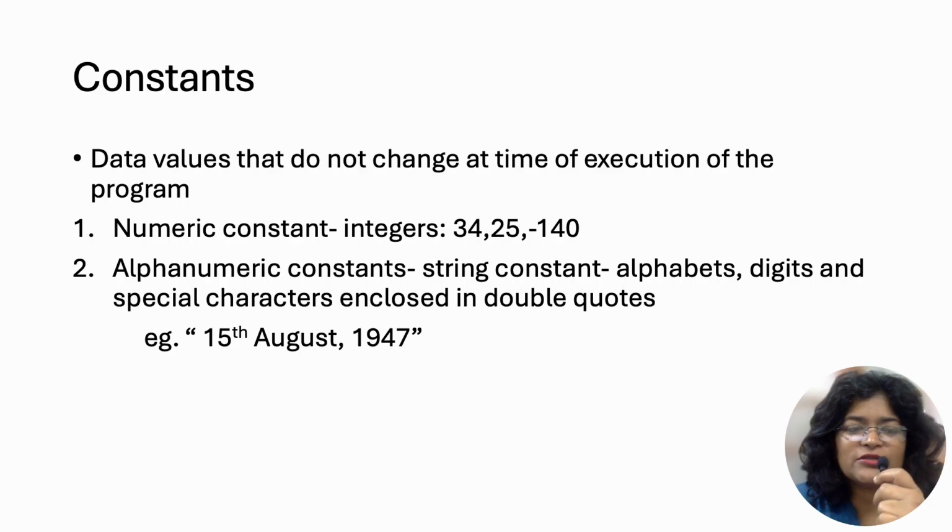So, constants. What are constants? They are data values that do not change at the time of execution of the program. You have numeric constants and alphanumeric constants. Numeric constants are integers like 34, 25, minus 140, and you could even use decimals. Alphanumeric constants are string constants, and they can use alphabets, digits, special characters, but they have to be enclosed in double quotes.